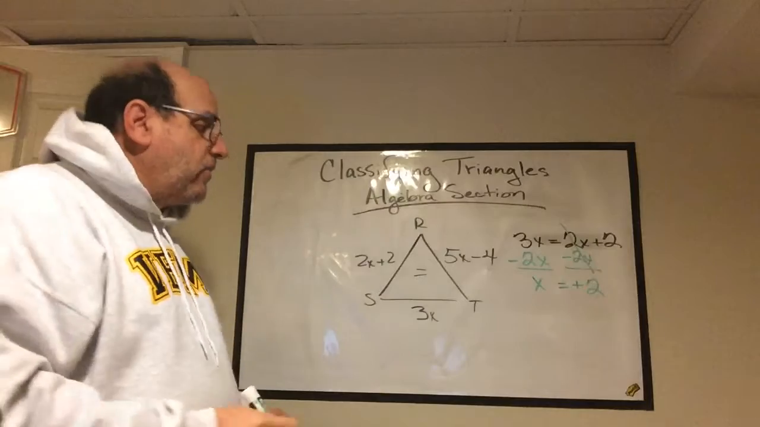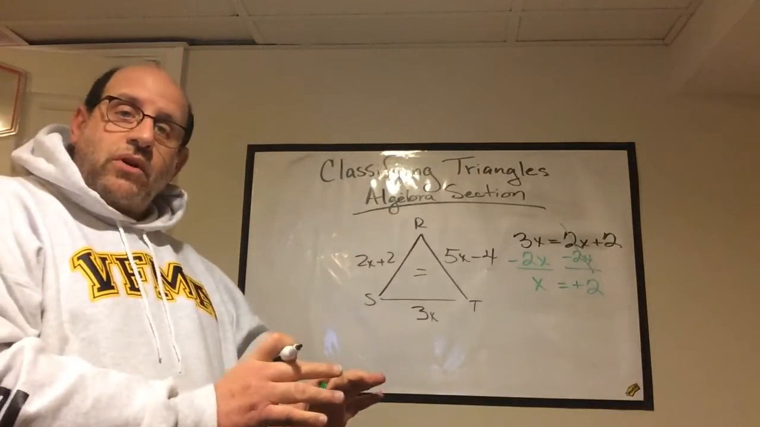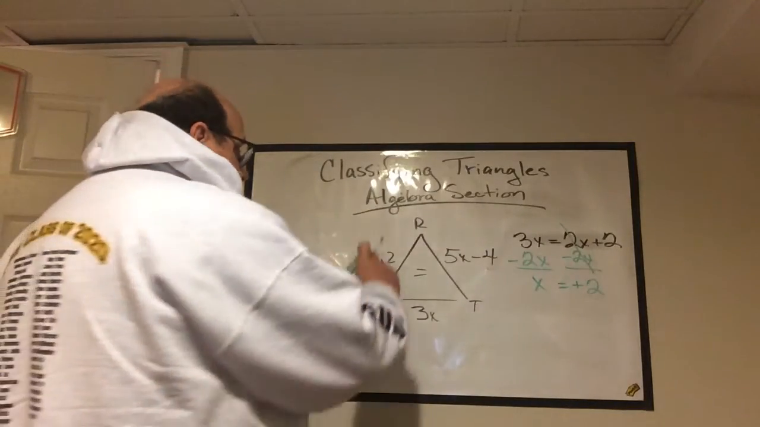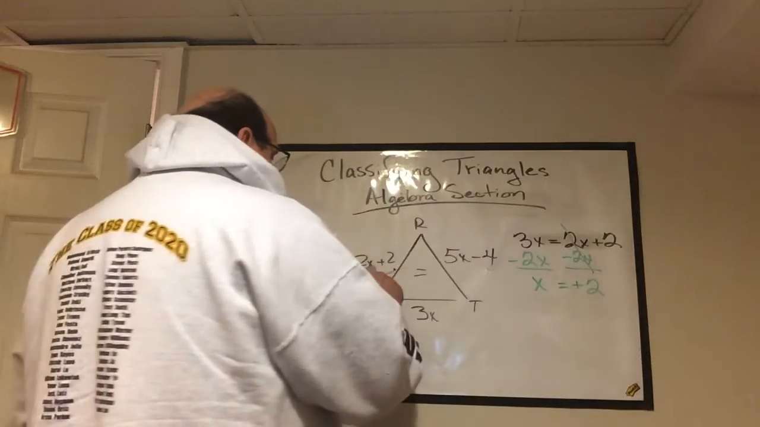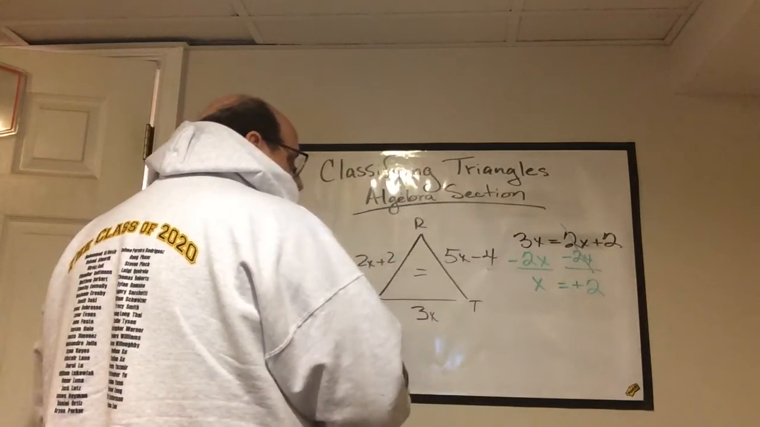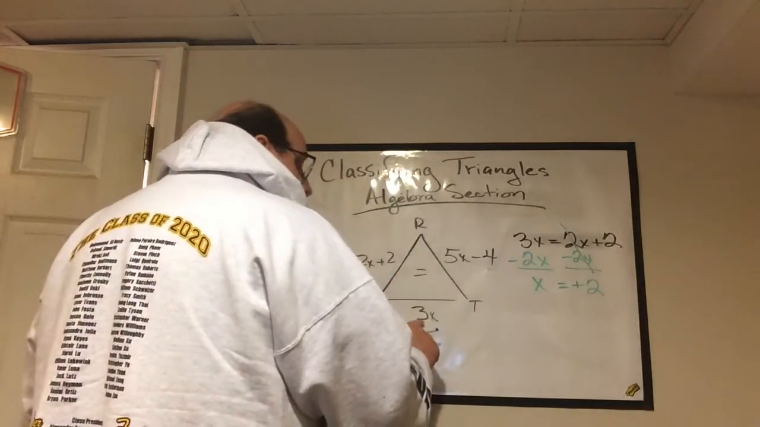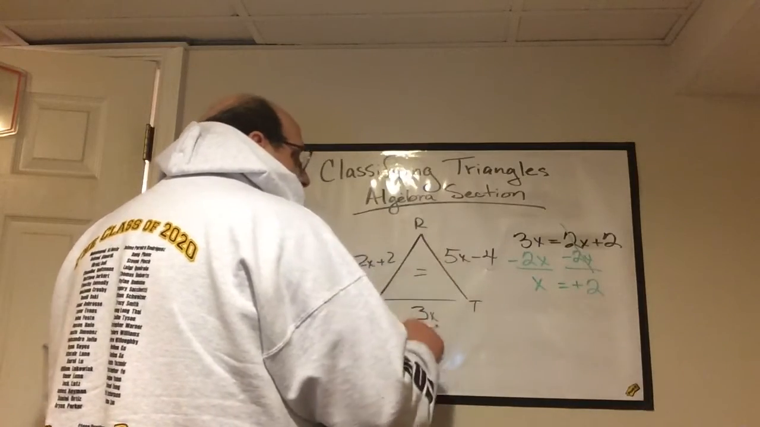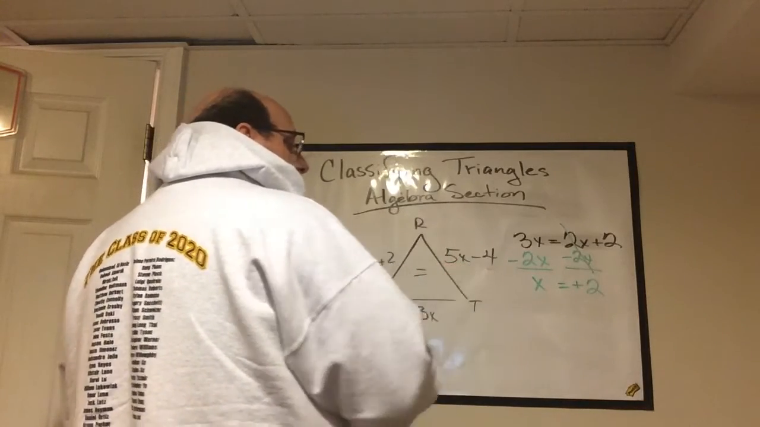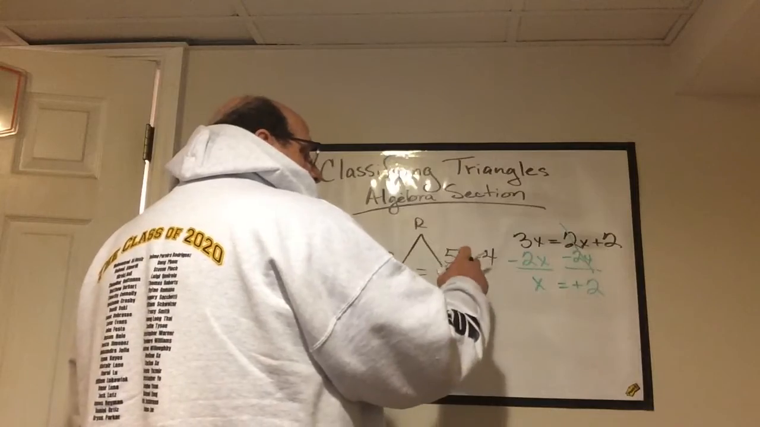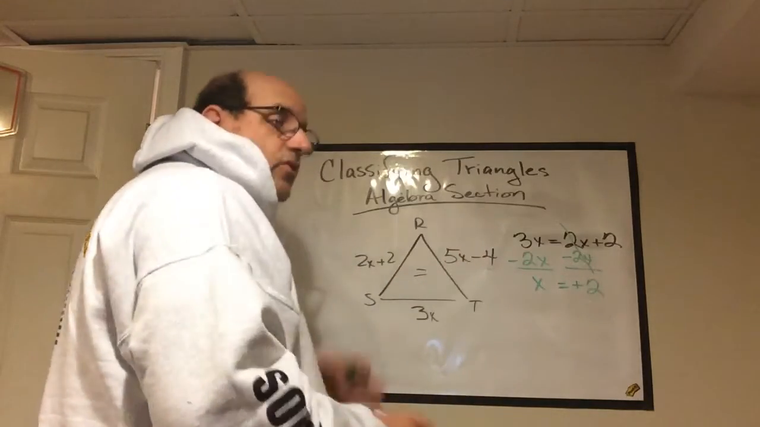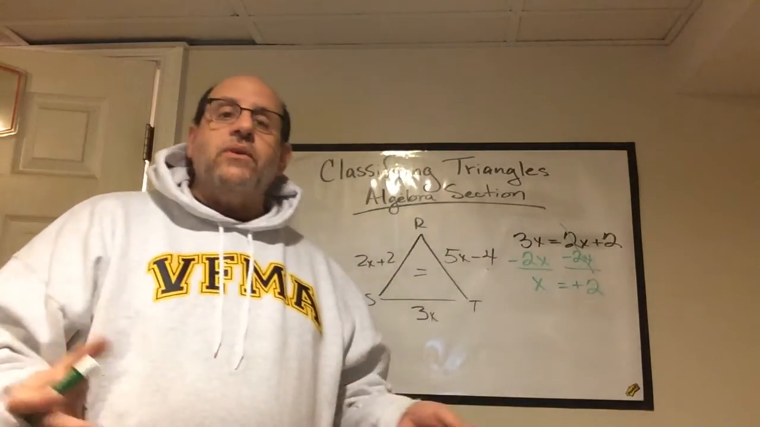Well, if x is positive 2, you're not finished. You have to go in and plug in a 2 here and say 2 times 2 is 4 plus 2 is 6. Let's make sure it's right here. 3 times 2, that's also 6. Okay, 5 times 2 is 10, minus 4 is 6. So each side has to be 6.